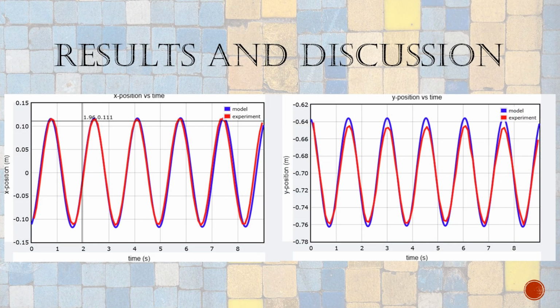On the left is a graph of the x position versus time, and on the right, the graph represents the y position versus time. On the left, we see that the computational model very accurately predicts the x position of the mass over time, with very similar period of oscillation and amplitude. The graph on the right shows the model having the same period of oscillation.